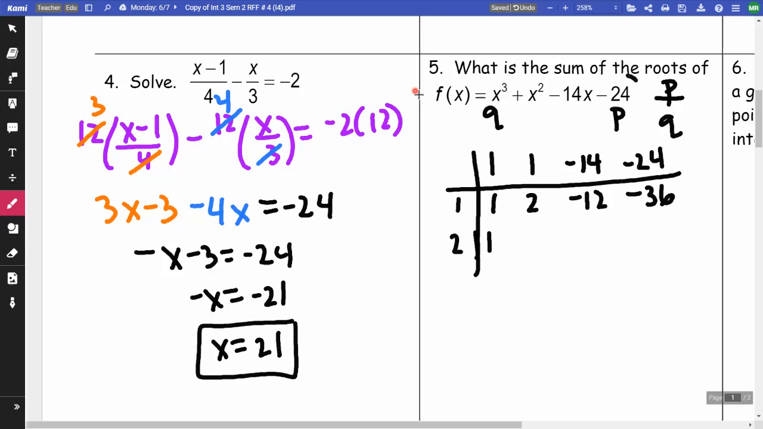Again, I want things that are factors of 24. 1 times 2 is 2. I added, I get 3. 3 times 2 is 6. I add it, I get a negative 8. Negative 8 times 2 is negative 16. I get a negative 40. Let's see, 3. Let me try a 4. Let me see how 4 goes.